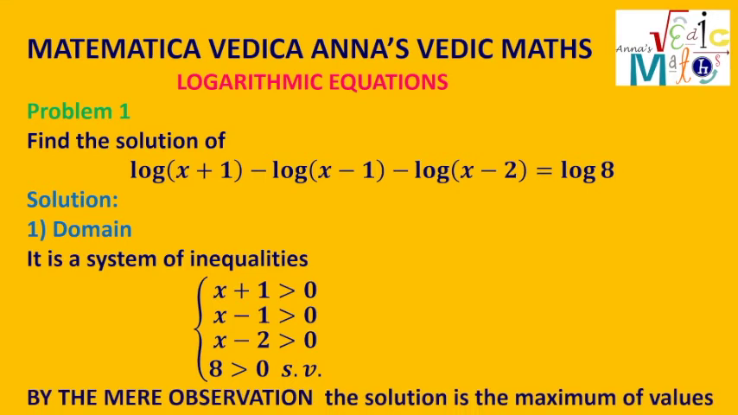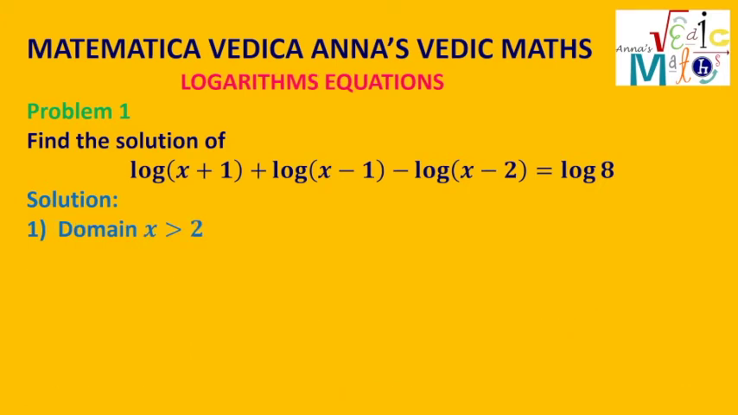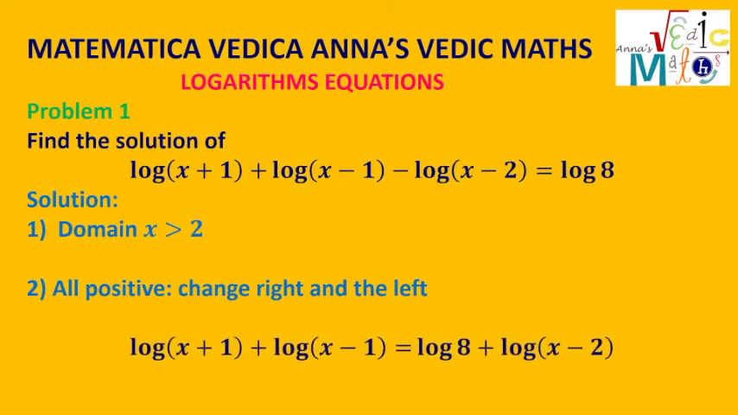By the mere observation, the solution is the maximum of values. So the solution is x greater than 2. In step 2, we rearrange the equation in order to have all positive on the left and all positive on the right. So we have this equation: log(x+1) + log(x-1) = log 8 + log(x-2).